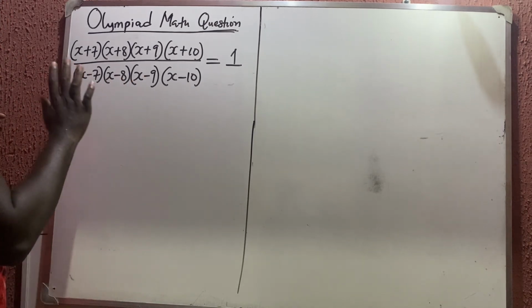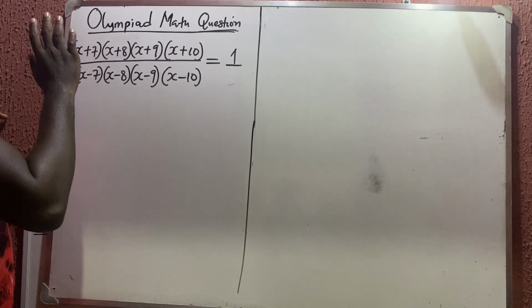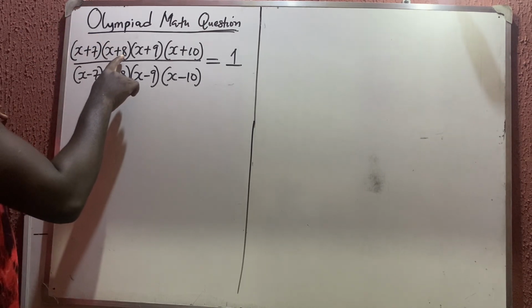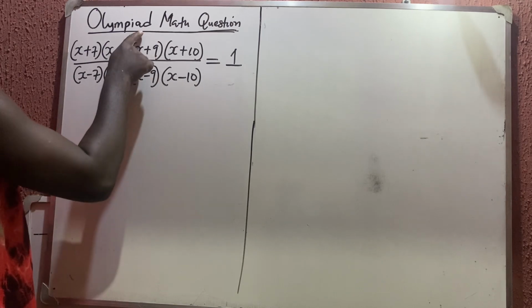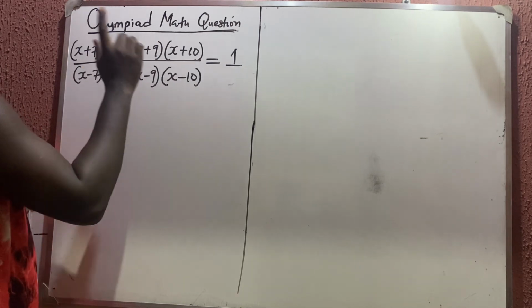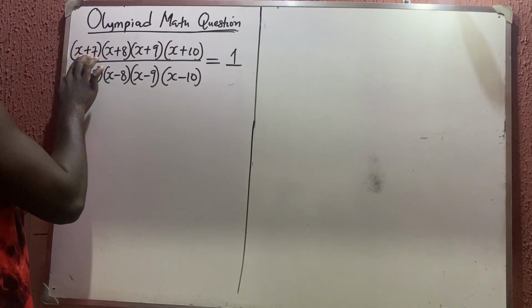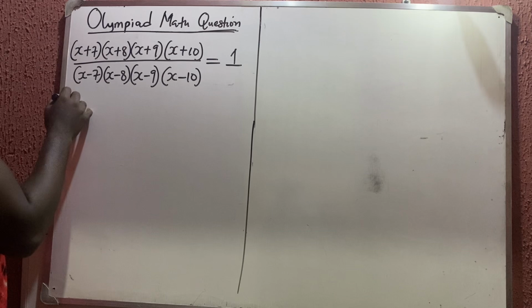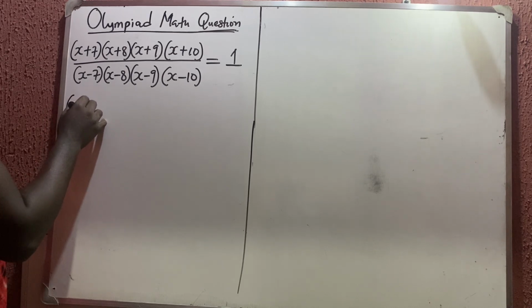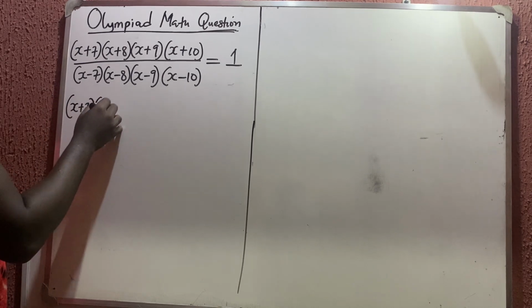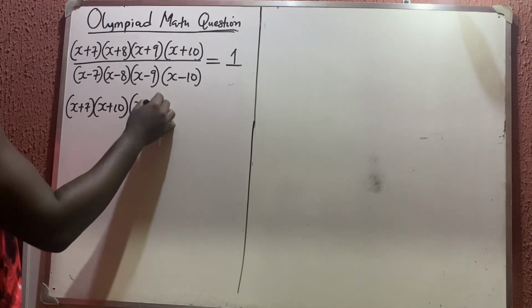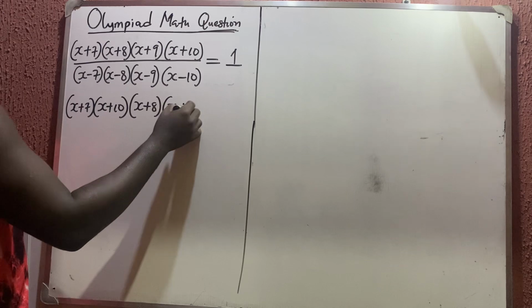The only trick you should use here is that we need to get the same thing. What I mean by the same thing is, look at this: 8 plus 9 is 17 and 7 plus 10 is 17. So it shows that this will multiply this, while this multiplies itself. So I'm going to rewrite this to be (x plus 7) multiplied by (x plus 10), while (x plus 8) is multiplied by (x plus 9).